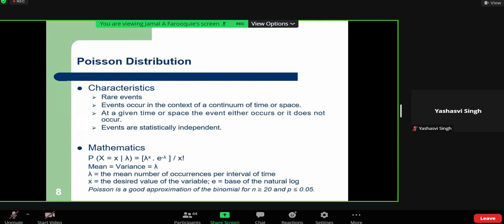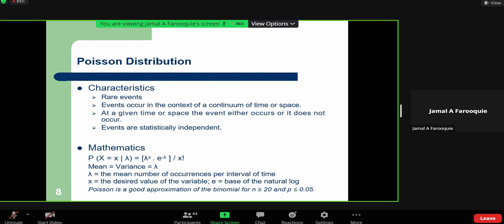Yes, sir. So does that mean that the total of probability may not be 1? No, that is always 1. But the only thing here is, either there will be 2 calls in 1 hour or not 2 calls. The event either occurs or it does not occur.